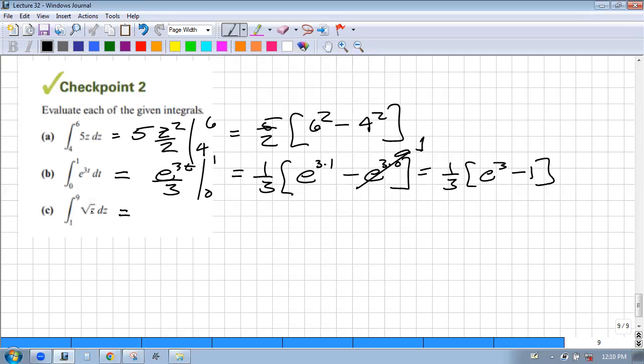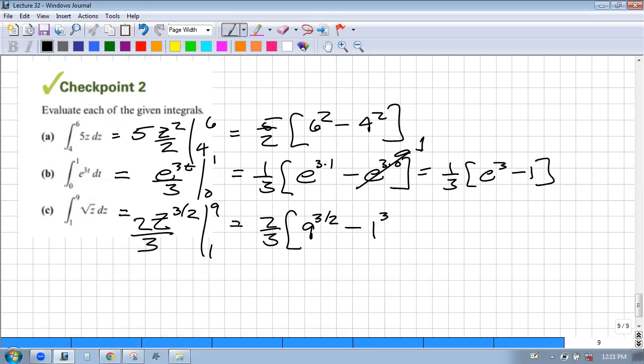Let's see, this is z to the 1/2 power. So the integral of that would be z to the 3/2 power divided by 3/2, which is the same as multiplying by 2/3. We need to evaluate from 1 to 9. So I would pull the 2/3 out. So we have z to the 3/2. This is 9 to the 3/2 minus 1 to the 3/2. So I have 2/3. What is 9 to the 3/2?